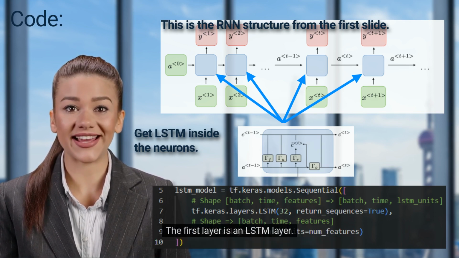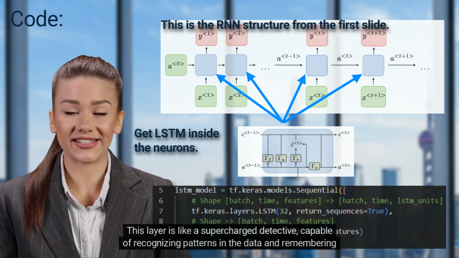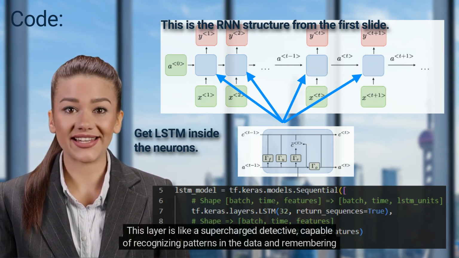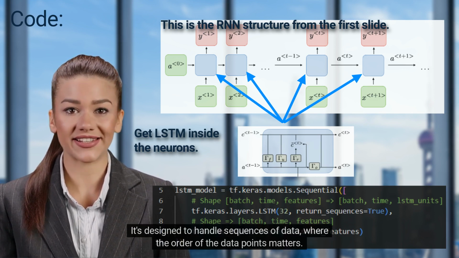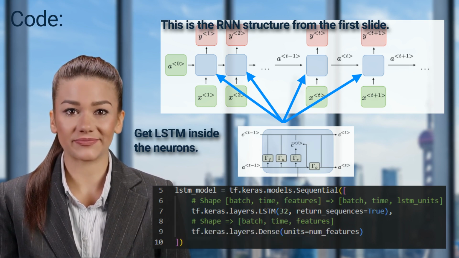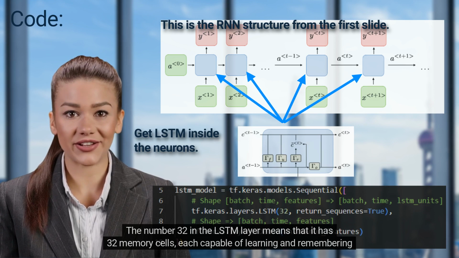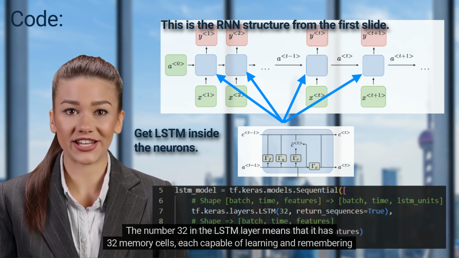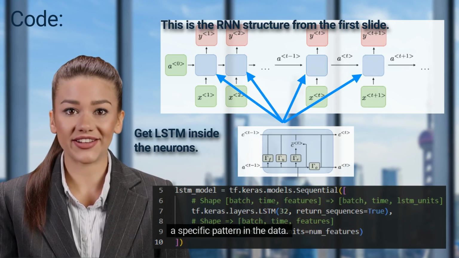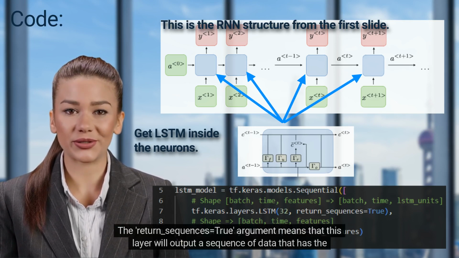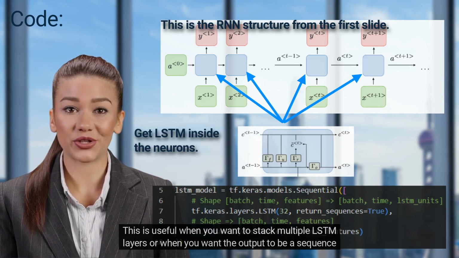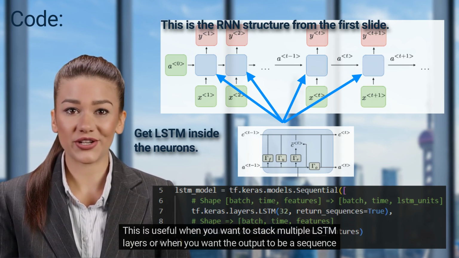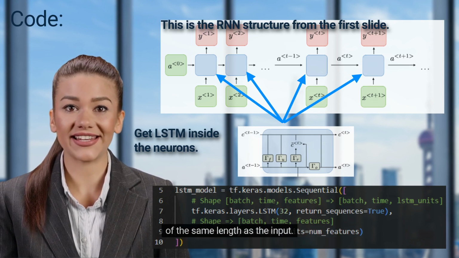The first layer is an LSTM layer. This layer is like a supercharged detective, capable of recognizing patterns in the data and remembering them for a long time. It's designed to handle sequences of data, where the order of the data points matters. The number 32 in the LSTM layer means that it has 32 memory cells, each capable of learning and remembering a specific pattern in the data. The return_sequences equals true argument means that this layer will output a sequence of data that has the same length as the input sequence. This is useful when you want to stack multiple LSTM layers or when you want the output to be a sequence of the same length as the input.